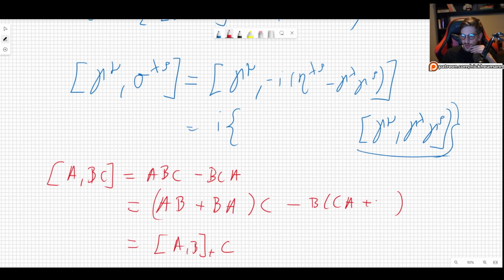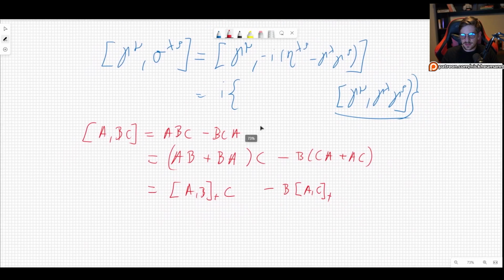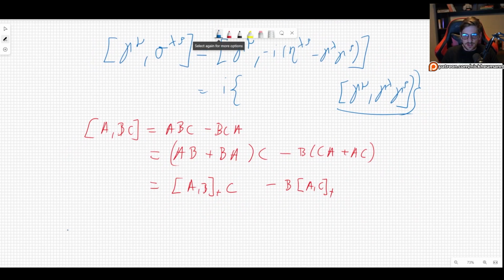But for this to not be illegal, we also need to subtract BA. So here on the side, we're going to have AC. So you can see we have BAC minus BAC, so we are not doing anything illegal. So we have minus B times the anti-commutator of A comma C. Okay, so that is a very important property that we have. That's just a general commutator and anti-commutator relation.